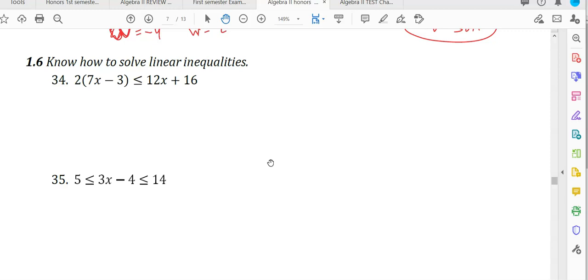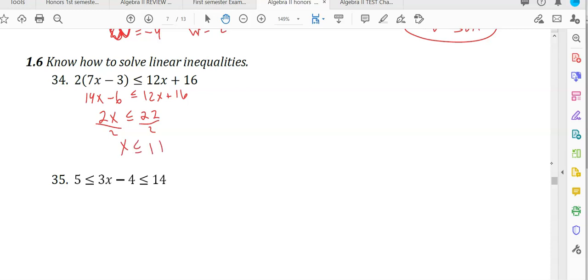Going to solve linear inequalities. So there's just one little thing you have to remember with this. Let's just see if it happens here. I'm guessing it might, but we'll see. Less or equal to 12x plus 16. So subtract 2, so 12x, so that'd be 2x, less or equal to 22. Divide by 2, divide by 2. X less or equal to 11.